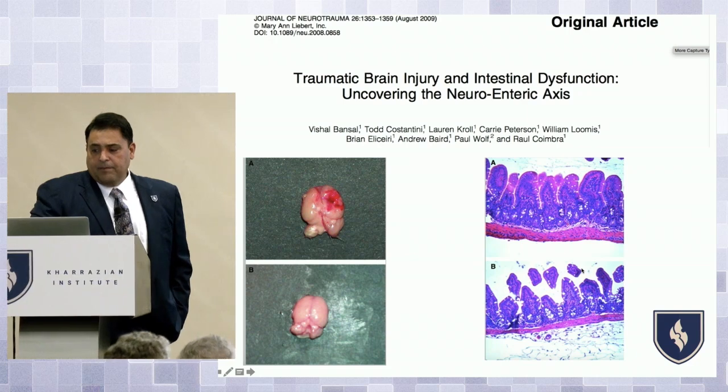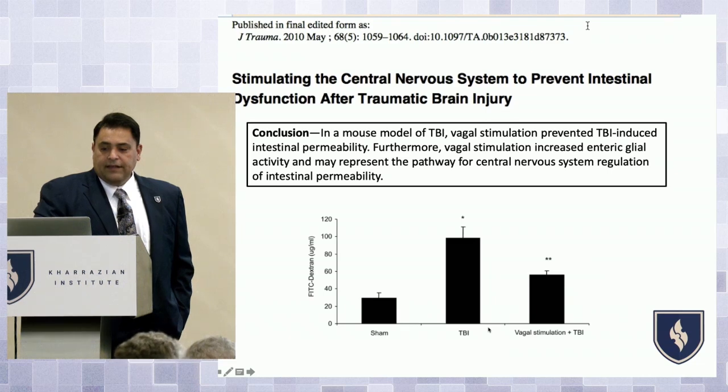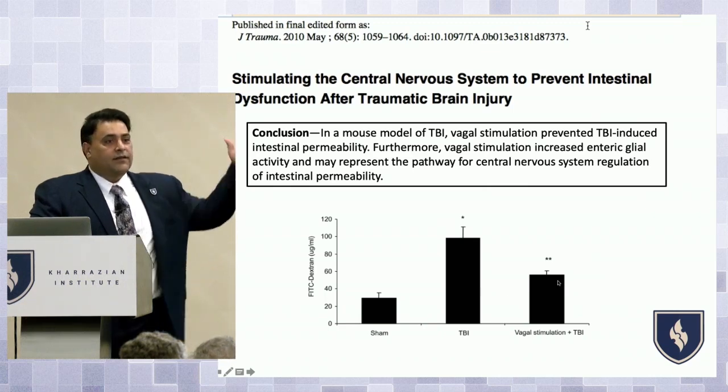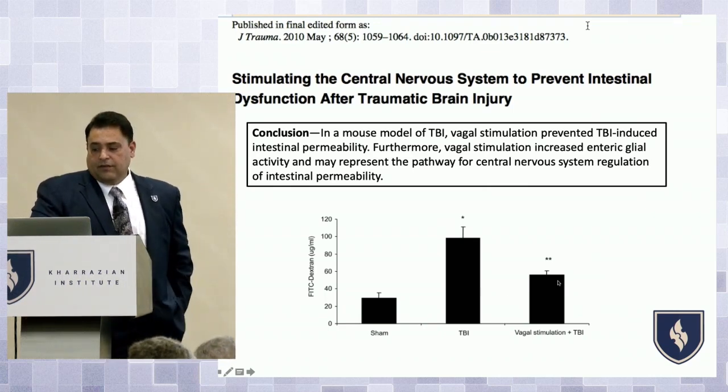And then when they actually went in there and stimulated the vagus with these brain injuries, they found that had a significant impact on their degree of intestinal permeability. So sham control, no intestinal permeability. When they caused a traumatic brain injury, they had significant intestinal permeability. When they activated their vagus, their intestinal permeability went down. And it was just to show that it's really this brain connection to this intestinal permeability.